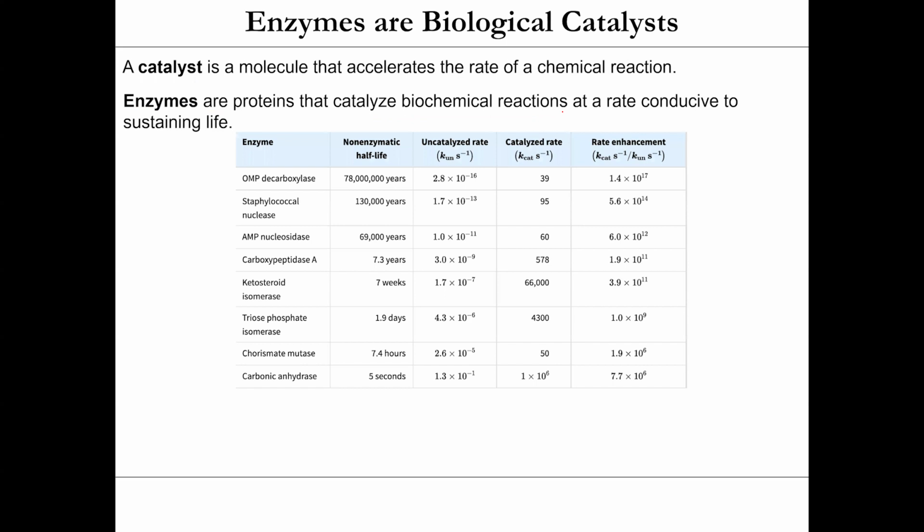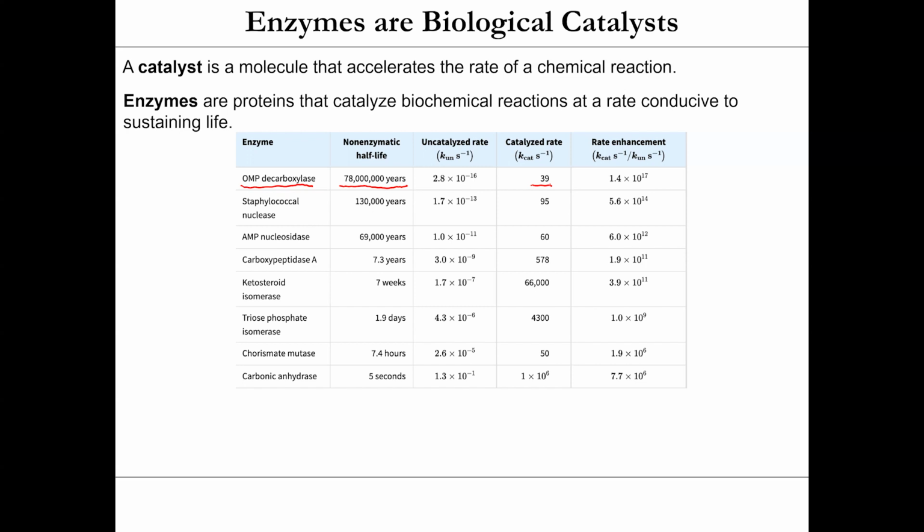So here's a list of some different enzymes, and it shows basically how enzymes speed up the rates of these reactions. For instance, here we have an enzyme, OMP decarboxylase. The reaction that this enzyme catalyzes, the half life without the enzyme would be 78 million years. But when you add OMP decarboxylase, this is able to occur about 39 times per second. So obviously, it increases the rate of this reaction to a very big extent.